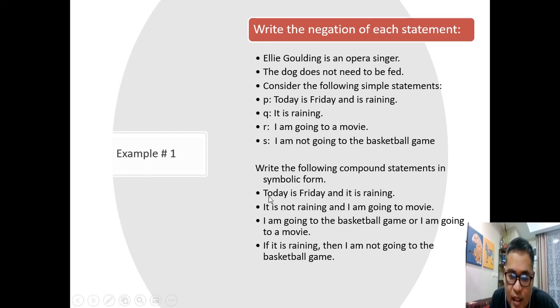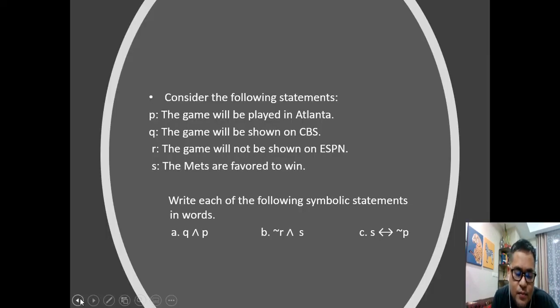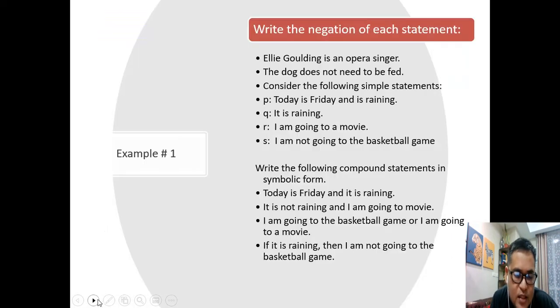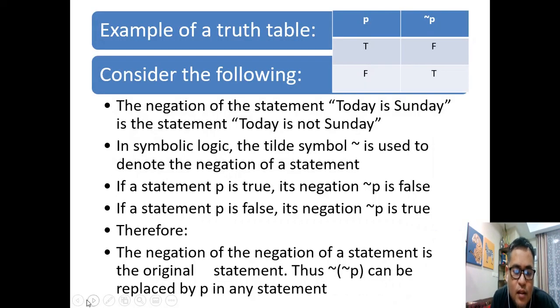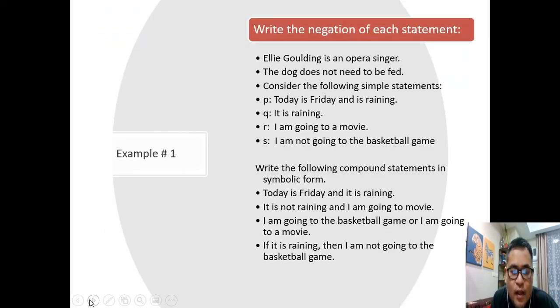Today is Friday is statement P. Okay, so imagine this is P, this is caret, and it is raining. It is raining is Q. Okay, so the correct answer is P, caret, or inverted V, Q. So that is the correct answer.